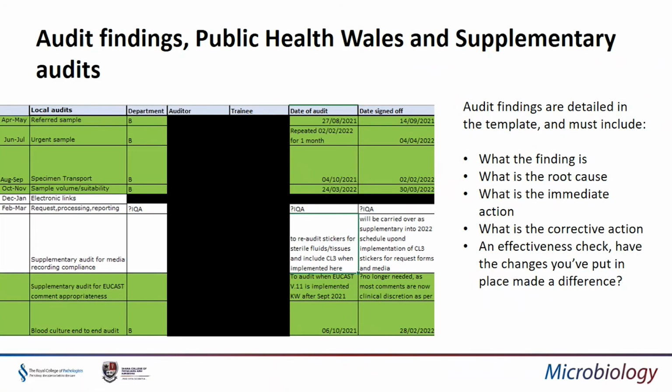So, audit findings, Public Health Wales, and supplementary audits. Audit findings are detailed in the template and include what the finding is, what the root cause is, what the immediate action is, what the corrective action is, and an effectiveness check. So, have the changes you've put in made a difference, or do we need to re-audit, or do we need to try something else? And the template I've popped in here, these are our supplementary audits that we do every year: referred sample audit, urgent sample audit, specimen transport, and sample volume suitability. These are ones that we do annually.